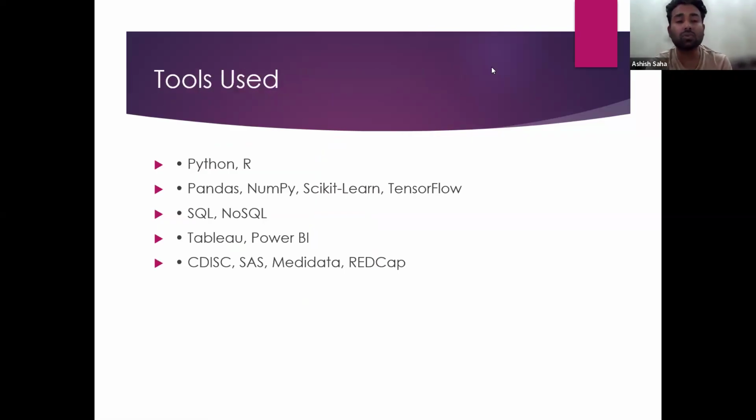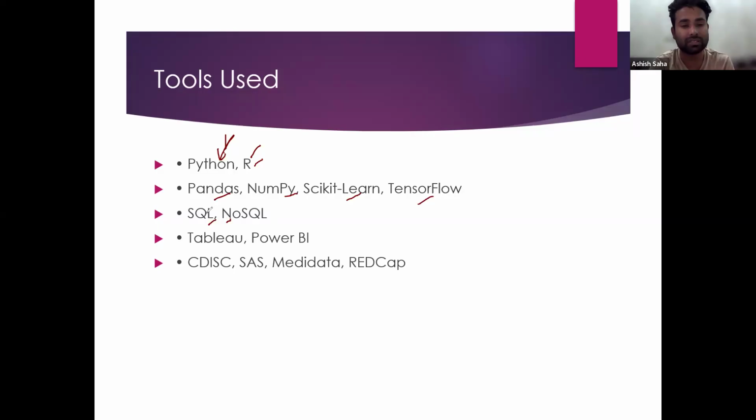Here, what are the tools that we are going to use to make an AI model? First one is Python. Between Python and R, it is optional. You can use any one. We recommend Python because industry is using Python, and it is easy to understand and better than R. The next tools are Pandas, NumPy, scikit-learn, and TensorFlow. Then SQL and NoSQL.